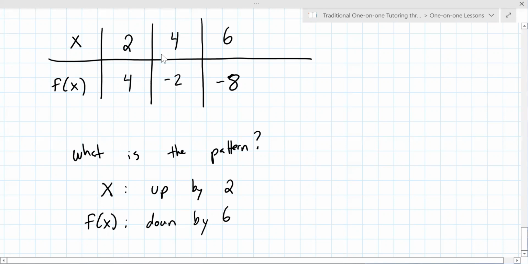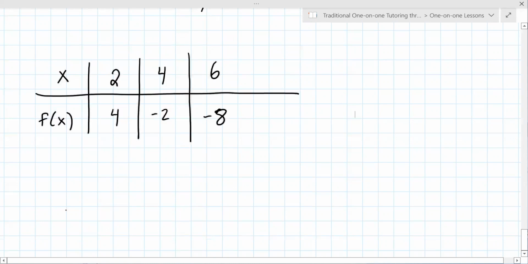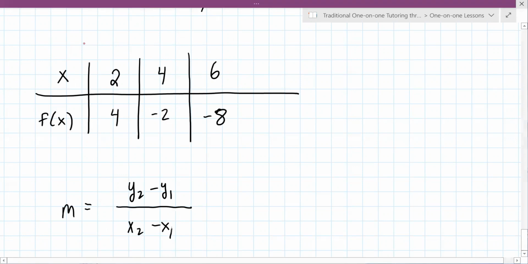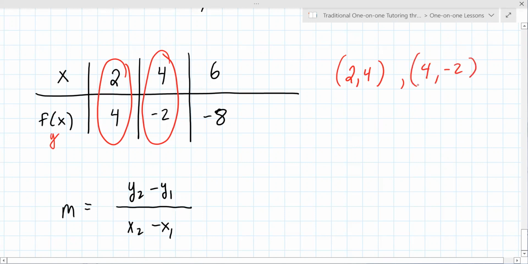All right. So these are linear, so we got linear here. And now I want you to find the slope. So the slope formula is, and you know this really well, y2 minus y1 over x2 minus x1. You have to write two ordered pairs. Okay, so the first ordered pair is 2 comma 4. See where I'm getting that, x and f of x? F of x is really y. And then the other ordered pair is 4 comma minus 2. So I'd like for you to calculate the slope for me, please.